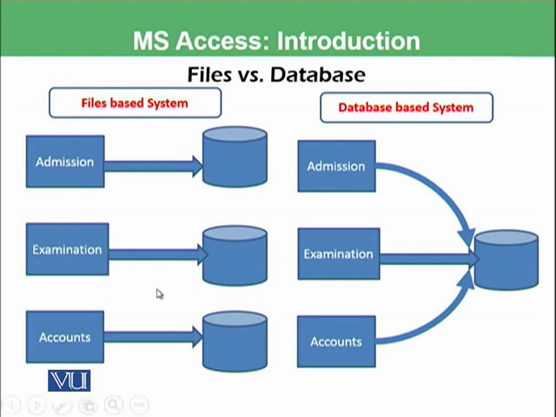So you can see on the left hand side, if we are going to store the information of a particular student, we are storing its information in the admission department, in the examination department, and in the accounts department. All of those departments have different files. For example, there would be one Microsoft Excel file for admissions, one for examination, and one for accounts. All of these files would be stored separately, and some of the data is going to be duplicated in each file. For example, each file needs to store student name, student father name, date of birth, etc.